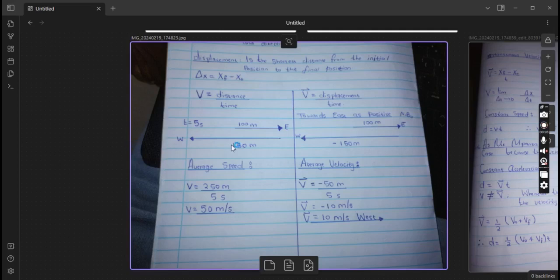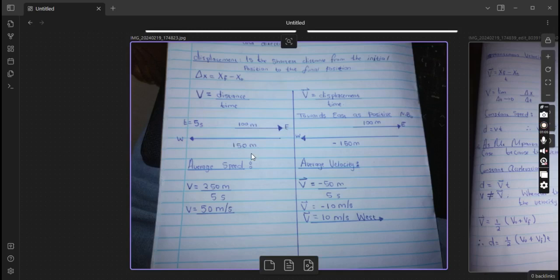And then here I made an example. We have an object which moves toward the east a distance of 100 meters. And then I also have an object that moves towards the west direction. It moved 150 meters. The time given is 5 seconds.